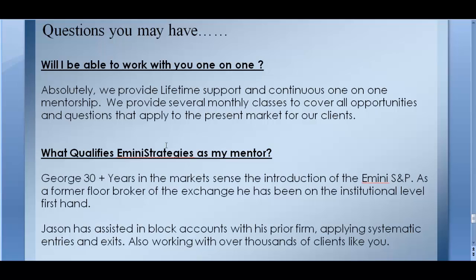And again, the main question: what qualifies EminiStrategies as a mentor? Well, George, our founder, has 30 plus years in the market. He's a former floor broker as well as a CTA money manager. He's been at the institutional level firsthand. Myself, I've assisted in block accounts valuing 3.7 million plus. I've worked with many systematic systems that only work with entries and exits, and I've worked with many clients when I was at the firm, just like yourself, about retail trading and how we can beat the street and be a career trader on a consistent basis day to day.